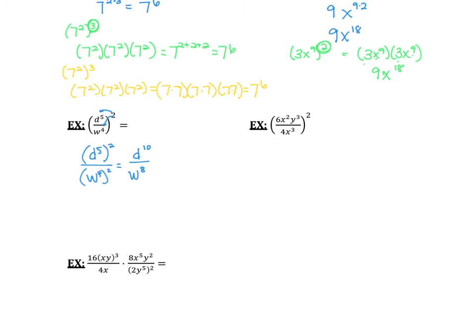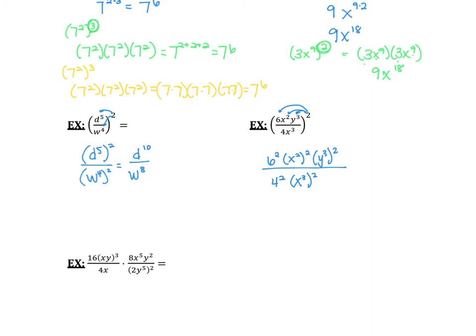All right, let's see how you did. I know this squared needs to distribute to the 6, the coefficient, the x squared, and the y cubed. And to the 4 and the x cubed. So this is what it looks like when we distribute that exponent to all of the things in the parentheses.